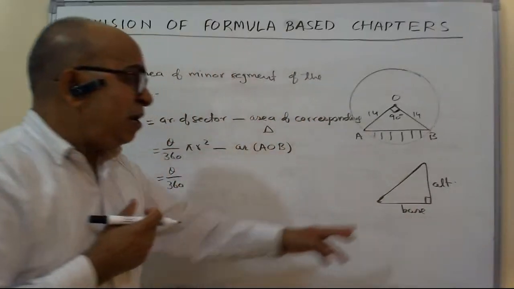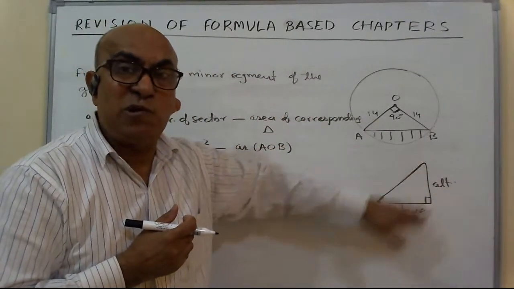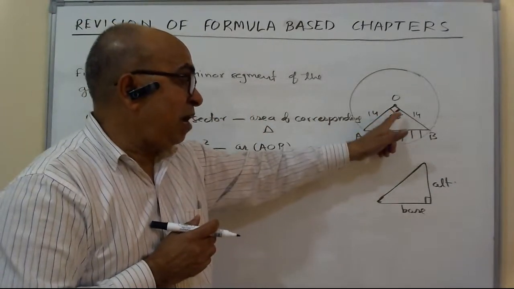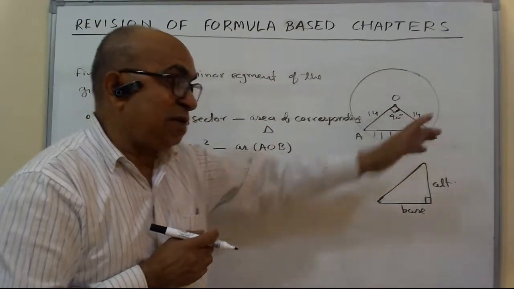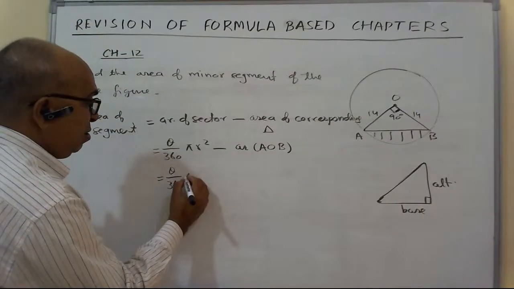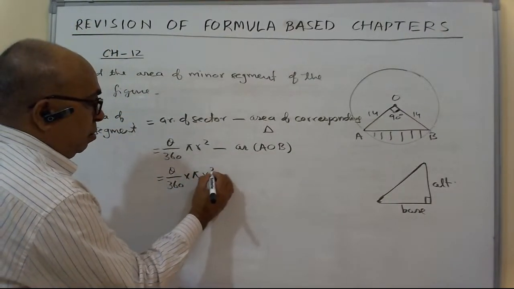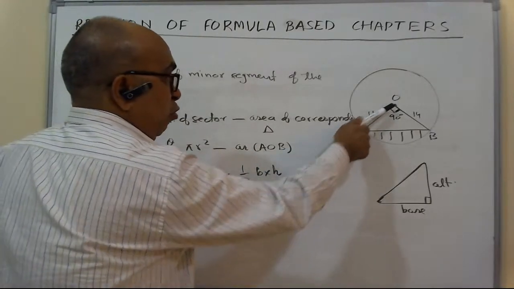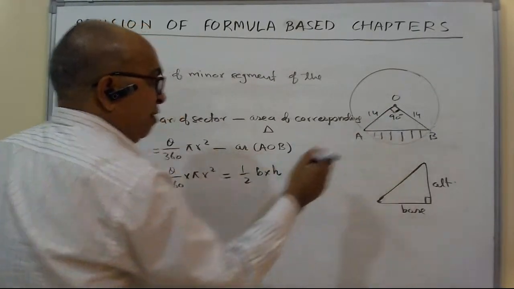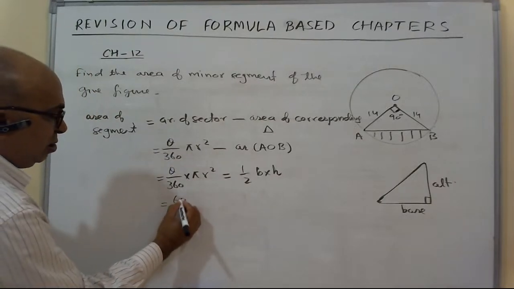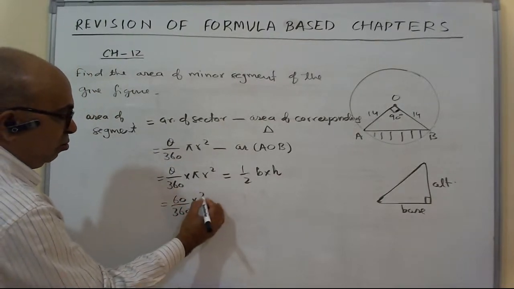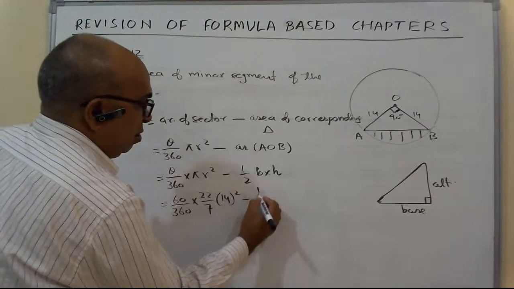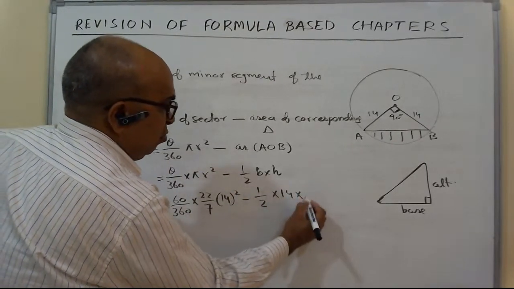So in a right triangle, except the hypotenuse, if the other two sides are given, you can find the area of that right triangle. So here see, it is 90 degrees, it is the hypotenuse, these two sides are given. So here we can write 1 by 2 B into H. So OA can be taken as base, then OB will be the altitude. So it is 60 by 360, 22 by 7, 14 square minus 1 by 2, 14 into 14.